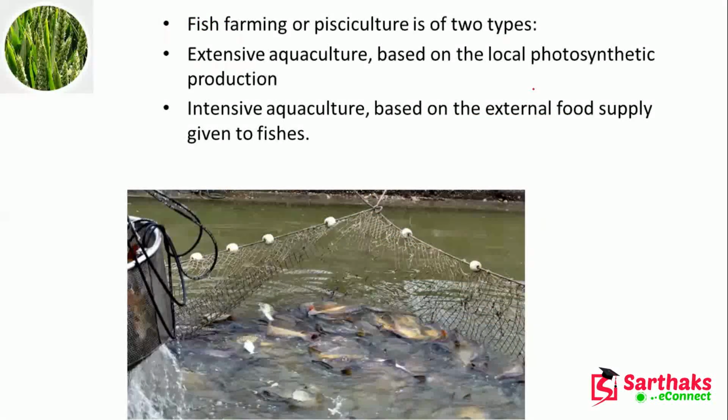Now, fish farming or pisciculture is of two types: extensive aquaculture based on local photosynthetic production, and intensive aquaculture based on external food supply given to the fishes. So extensive aquaculture is based on photosynthetic production, and the other one, intensive aquaculture, is based on external food supply given to the fish.